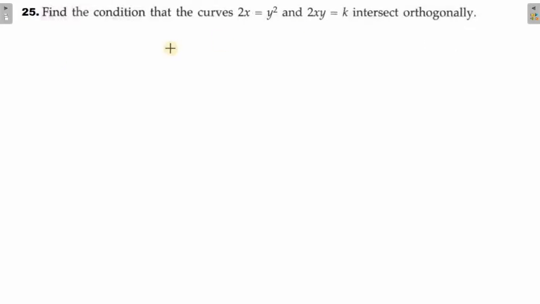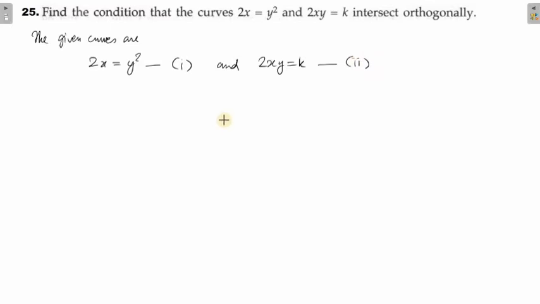Right, so let's see this one. The question says, find the condition that the curves this one and this one intersect orthogonally. Orthogonally means perpendicularly. Right, so let's see how to do this. It's also similar. So the given curves are: 2x equals y square, call this 1, and the other curve is 2xy equals k, call this equation number 2.